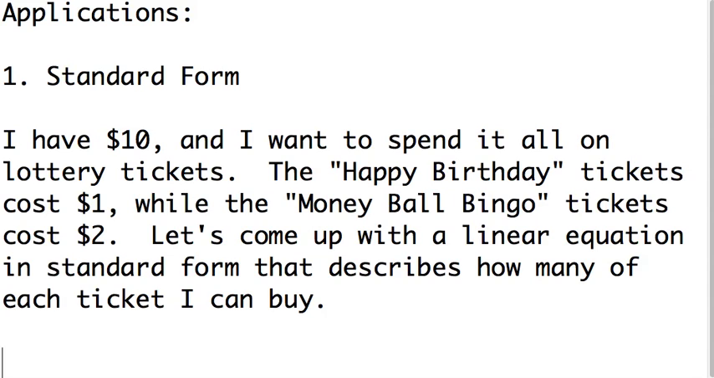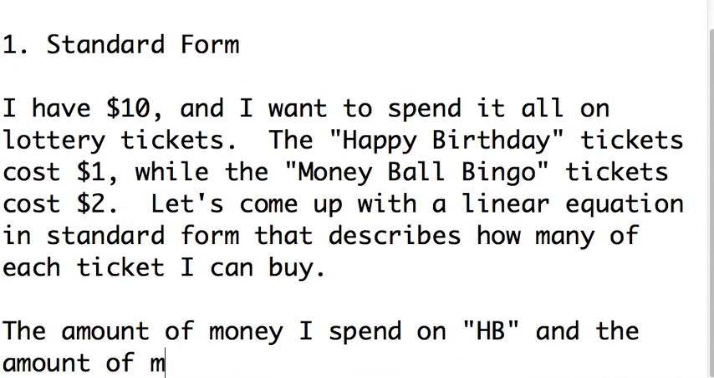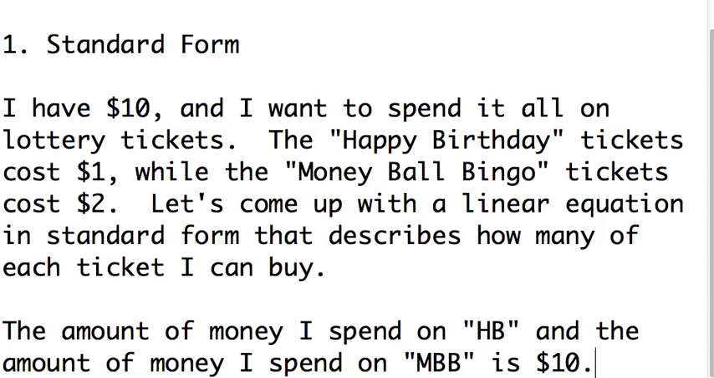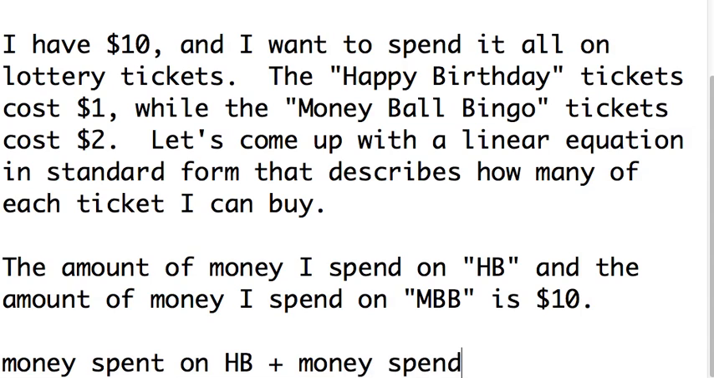So I've got 10 bucks, I'm spending it all on Happy Birthday and Money Ball Bingo. So the amount of money I spend on, I'll just put HB for Happy Birthday, and the amount of money I spend on Moneyball Bingo is a total of $10. Let's turn this a little bit more mathy. So the money I spent on Happy Birthday plus the money spent on Moneyball Bingo has to equal $10.